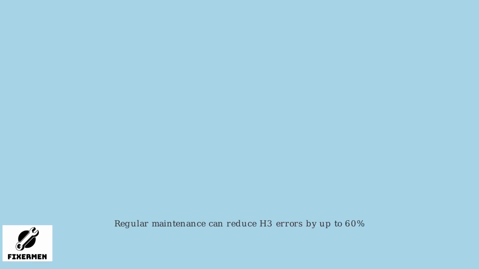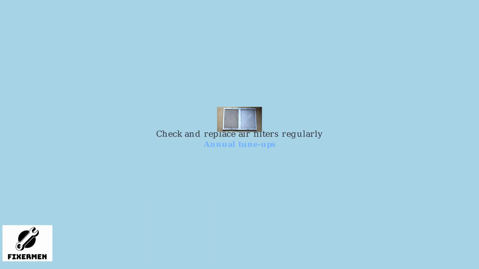Preventative maintenance is crucial for avoiding the H3 error in Lennox HVAC systems. Regular upkeep can reduce occurrences by up to 60% according to industry data. Start with annual tune-ups, where a technician checks all components and performs necessary adjustments to keep your system running optimally. Keep air filters clean to ensure proper airflow and prevent pressure buildup that can trigger the H3 code.